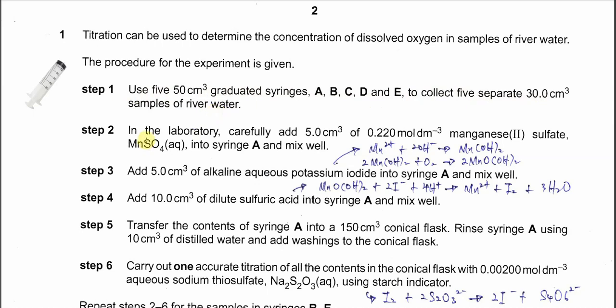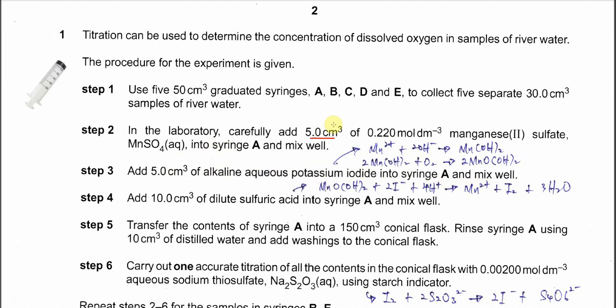And after that, in the lab, carefully add 5 cm3 of 0.22 mol per dm3 manganese(II) sulfate into the syringe. Let's say now start with this syringe A, and mix well. Okay, after that, add 5 cm3 of alkaline aqueous potassium iodide into the syringe A and mix well.